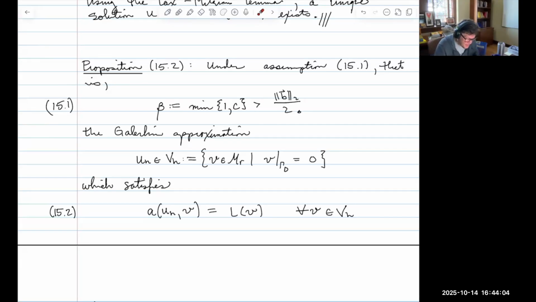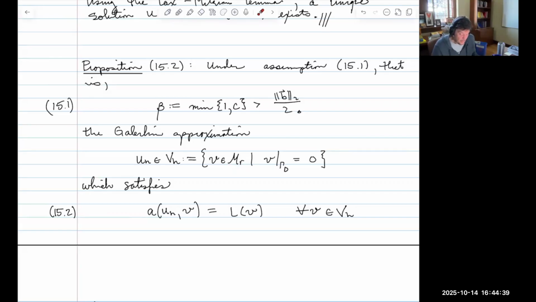So under assumption 15.1, that is to say that beta, which is the min of 1 and C, is strictly greater than the norm of B over 2, then the Galerkin approximation, U in VH. What is VH in this case? What should we take for our VH? Well, VH we're going to take to be the set of all functions V in MR. Remember, this is my piecewise polynomial space, polynomials of degree R.